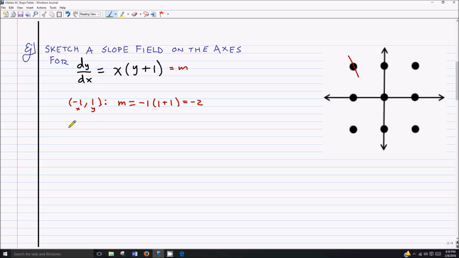Okay, so our second point. Let's pick one that's just kind of hanging around. Let's go with 0, 1. So looking up there, we want slope. I'm seeing that x is 0, y is 1. That's going to give me 0 times 2 is 0.